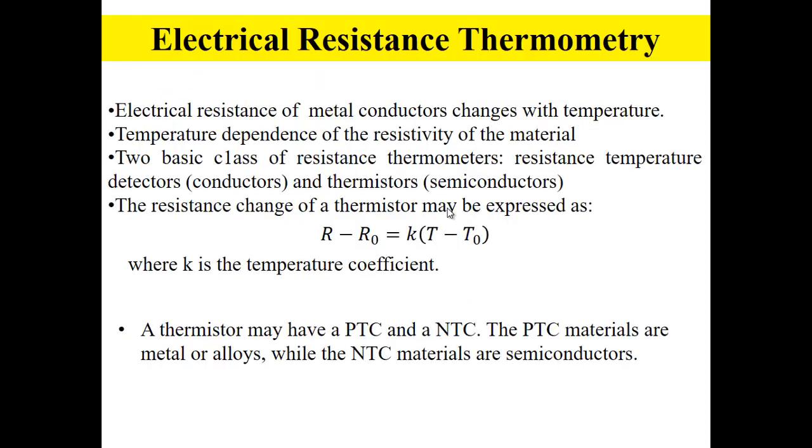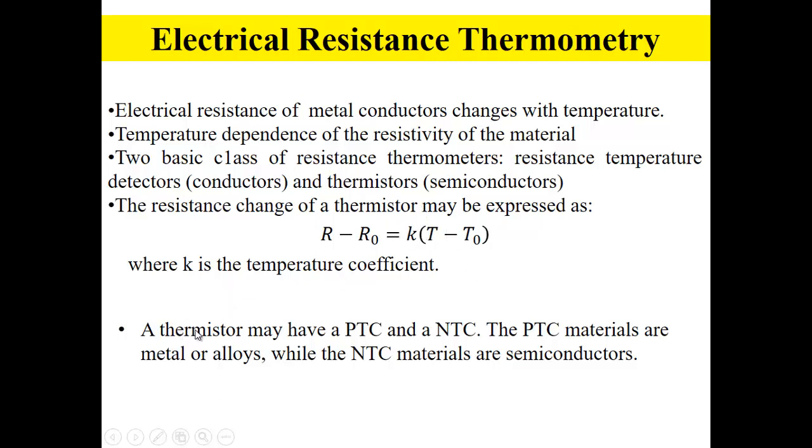Okay, and then we go to the second one, which is the electrical resistance thermometer. If we have a different electrical resistance based on temperature, so the electrical resistance of a metal conductor changes with temperature. Okay, the temperature dependence of the resistivity of the material. Okay, suhu bergantung kepada resistivity of the material, the resistance of the material. Two basic classes of resistance thermometer: resistance temperature detector, what we call RTD, conductor, or thermistor. Thermistor is a semiconductor. Okay, the resistance change of the thermistor may be expressed as this formula, where K is the temperature coefficient.